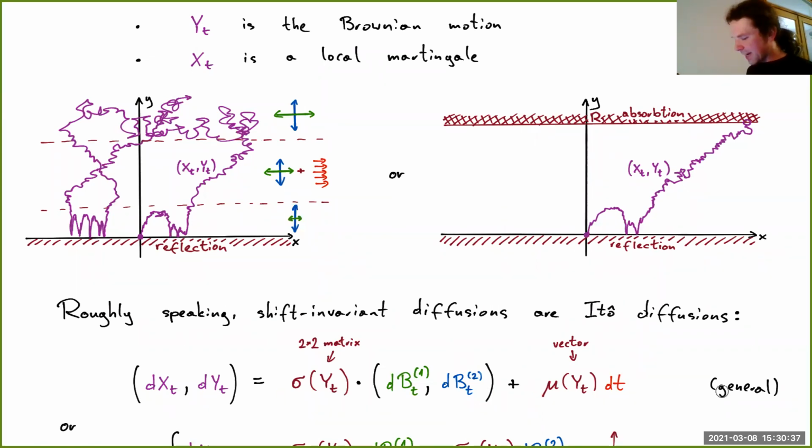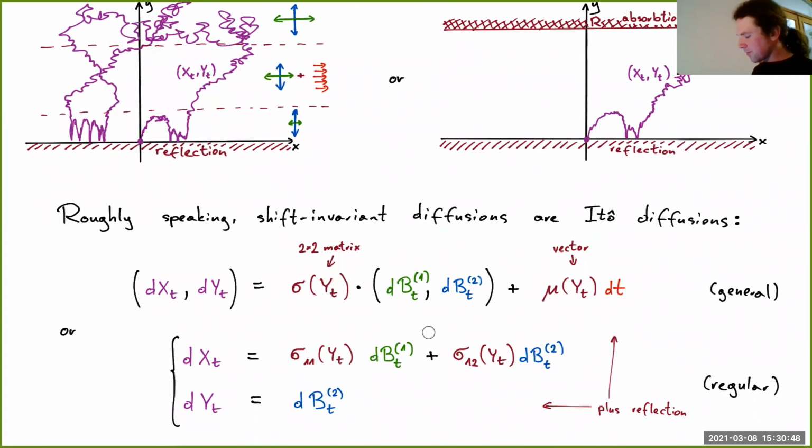Okay, that's a general case. And in the regular case, we actually assume that y is a Brownian motion itself. And there's no drift because our process is a local martingale. So things simplify a little bit. And in the regular case, dy_t is just Brownian motion. So let's call it dB_t^2, the second coordinate of our two-dimensional Brownian motion that's somehow in the background of the process. And dx_t has a certain factor times an independent Brownian motion plus a certain factor times the vertical coordinate.